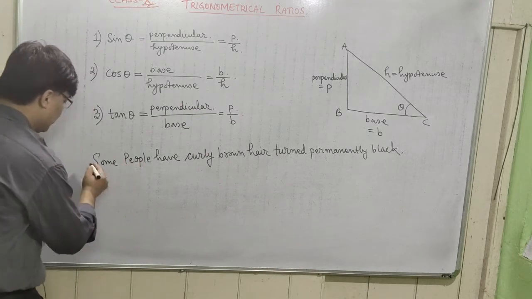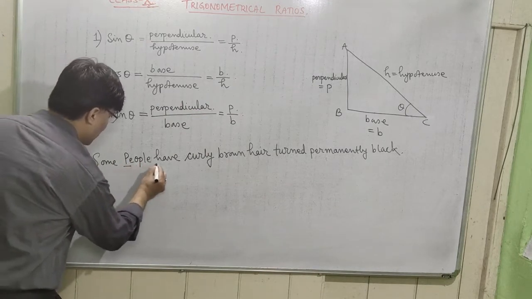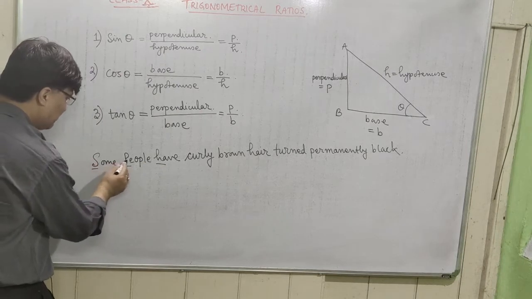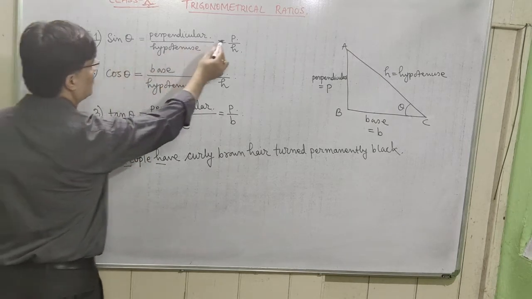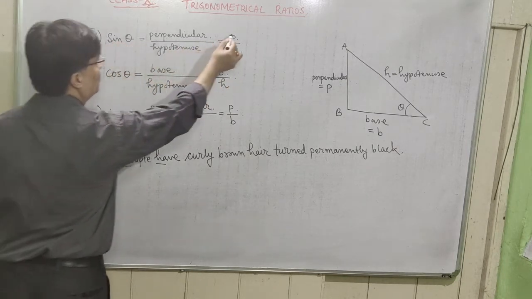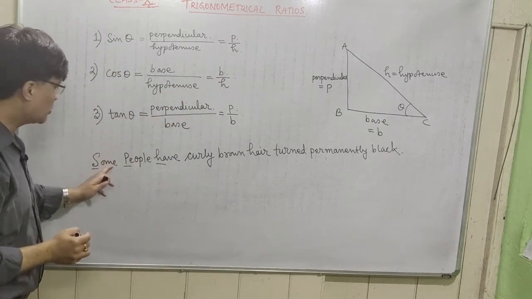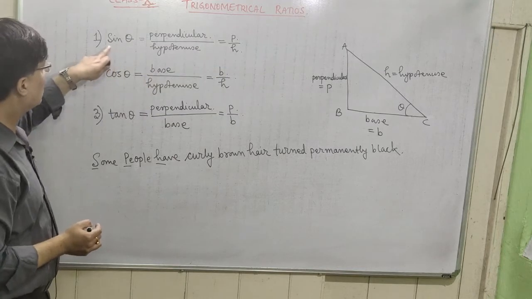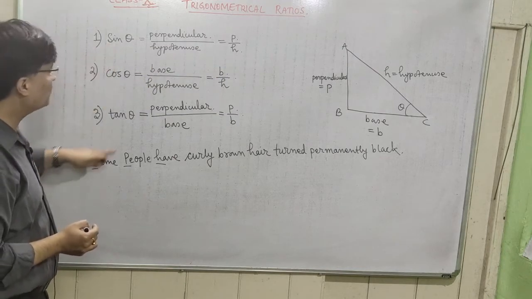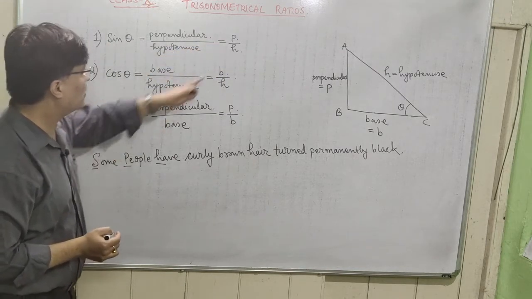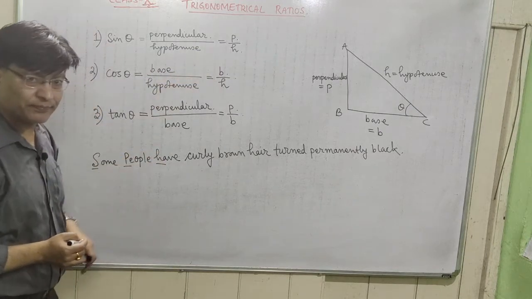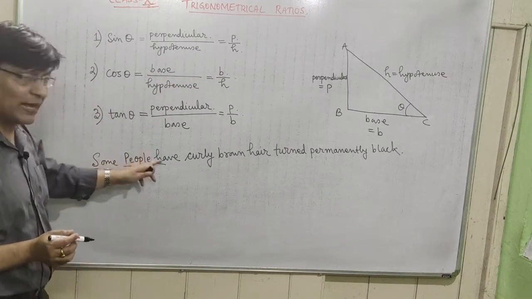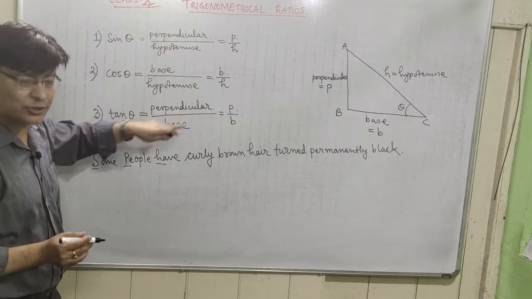Some people have, SPH, sin theta is equal to P by H. So some people have means sin theta is equal to P by H. There is S, some, there is P, people, there is H, have. Is that clear? Some people have means sin theta is equal to P by H.